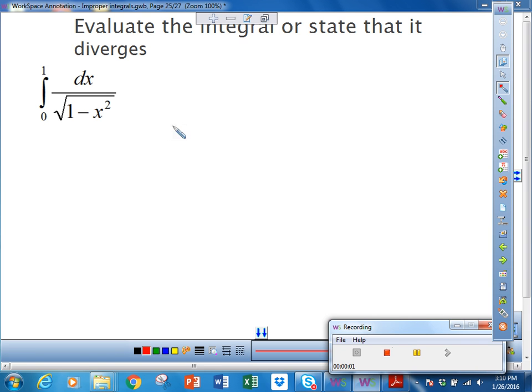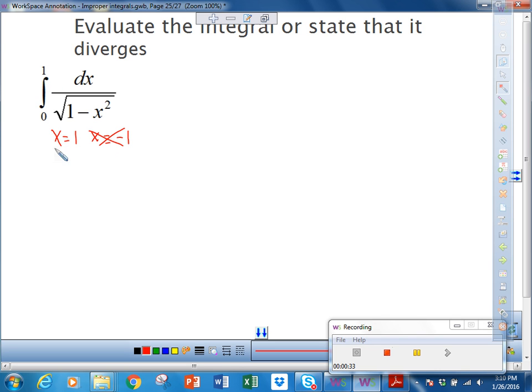Okay, good afternoon. We're evaluating improper integrals, but these improper integrals are different than what we did yesterday because we're looking at integrating over points of discontinuity. Looking at this function, we notice that this function does not exist at x equals 1 or x equals -1 because both of those would make this 0. We don't care about x equals -1 because it's not part of our limit.